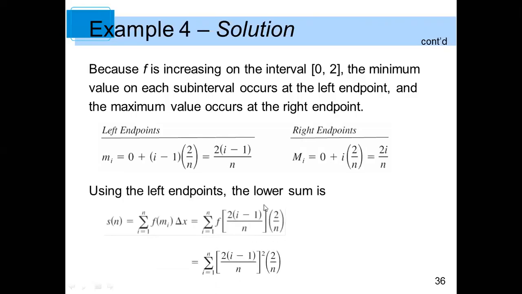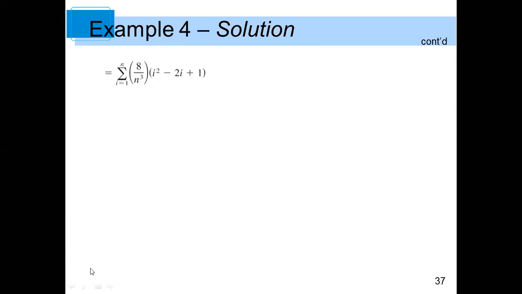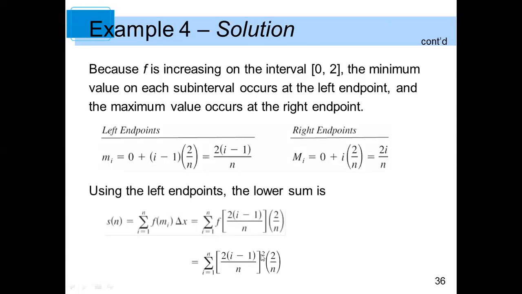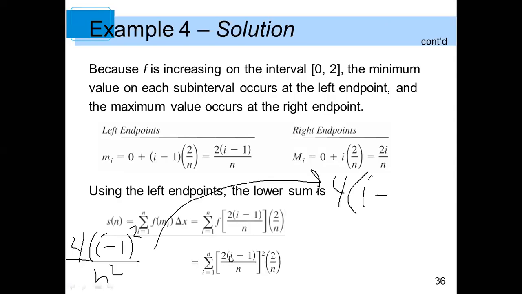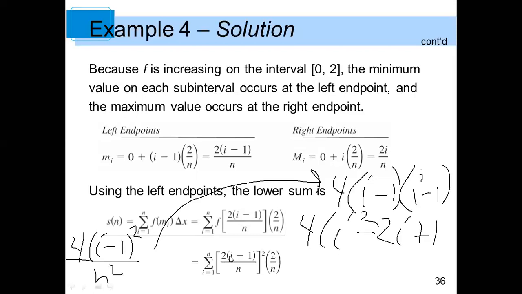Remember, the function was x squared, so we plug this in as your x. So it's that squared times 2 over n. Now, if you simplify this out, you're going to square this and distribute. So if I square this, you have 4 times I minus 1 squared over n squared. I minus 1 squared is I minus 1 times I minus 1, which would give you 4 times I squared minus 2I plus 1.